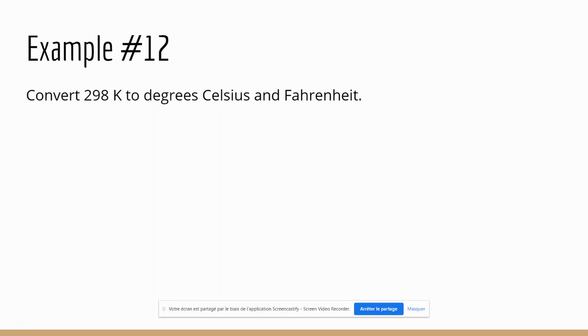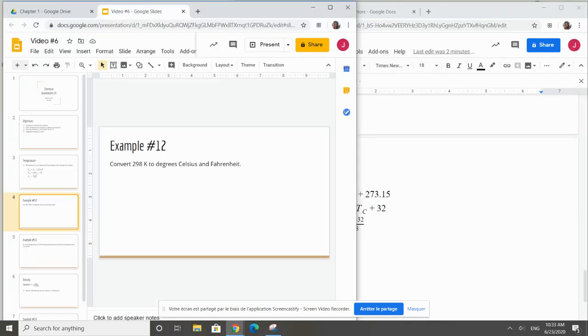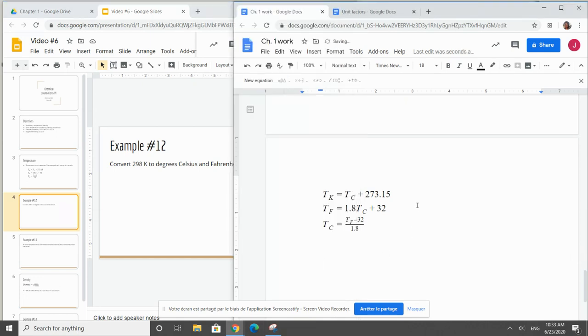Pause here. First thing I want to point out before I start working on this is that Kelvin does not have degrees associated with it. That is just Celsius and Fahrenheit that do. So you do not put the degree symbol next to Kelvin. Right, so I've got 298 Kelvin. I want to convert this to Celsius and to Fahrenheit. So I'm going to start with this first equation here, plug in 298, and then I just have to do my subtraction.